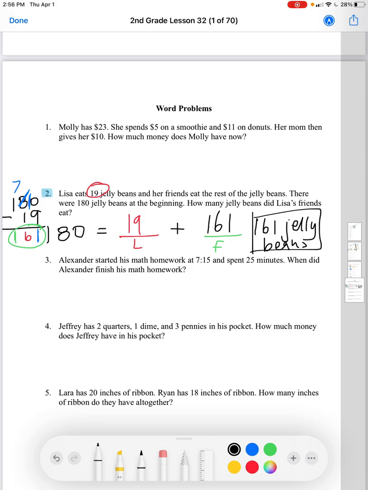If you add 161 with 19, you're going to get 180, and that's how you know that you did your math correctly.